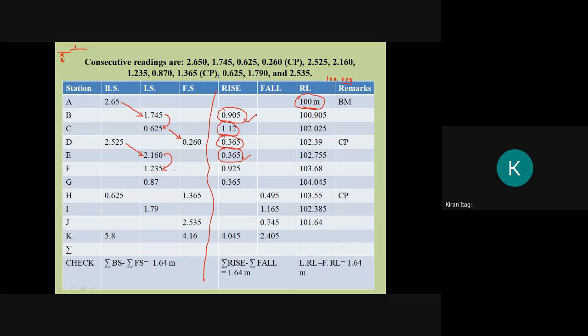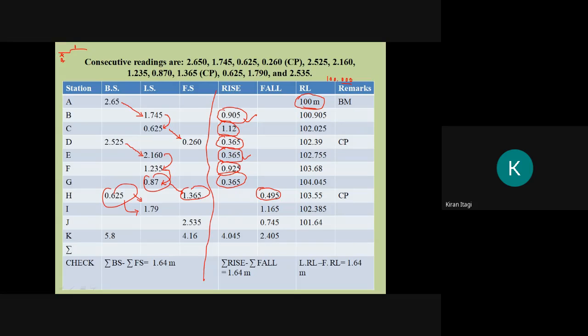Okay, that is 2.160 minus 1.235. Again higher minus lower, we will get positive, so we will write in the rise column. Next, previous minus preceding, it is positive, we will write in the rise column. Now see, previous minus preceding, we are going in a diagonal way, that is 0.625 minus 1.790. We will get a negative, that is lower number minus higher number. Sorry, here I have missed this one, that is 0.87 minus 1.365. Okay, that is lower minus higher, it is negative, so we will write in the falling one.